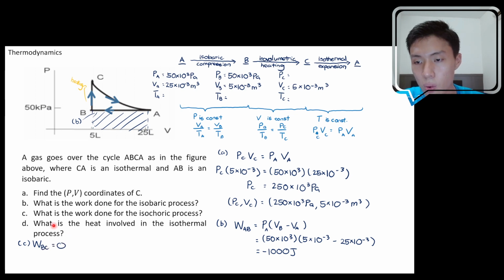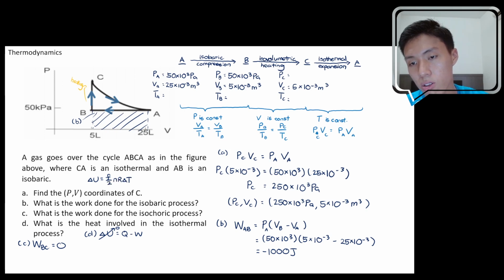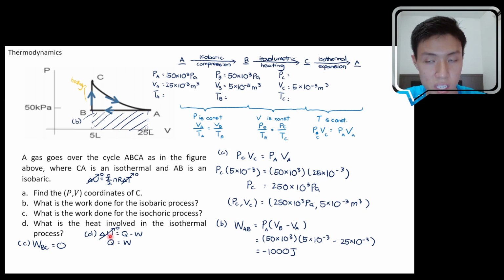Okay, lastly, what is the heat involved in the isothermal process? Well, you have to bring back out the first law of thermodynamics, Q minus W. Again, for isothermal, temperature does not change, so the internal energy won't change. You can refer back to the equation, delta U is equal to f over 2 nR delta T. If my delta T is equal to 0, my delta U will be equal to 0. So in this case, Q is equal to W. So what I need to do is just find the work done for the isothermal process, and that will be equal to the heat involved.